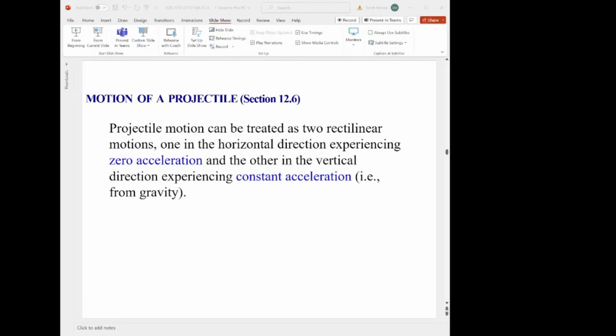Okay, so we can handle projectile motion by considering two separate rectilinear motions, one horizontal and one vertical, where in the vertical direction you have gravitational acceleration, or force of gravity, working against the motion. While in the horizontal direction, we basically have zero acceleration. As we go through and solve these problems, one of the things we're going to consider is that there's no wind resistance.